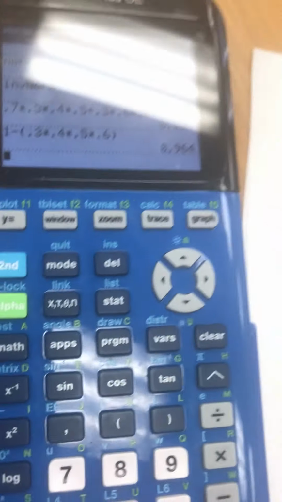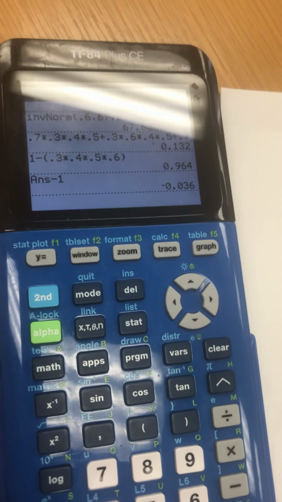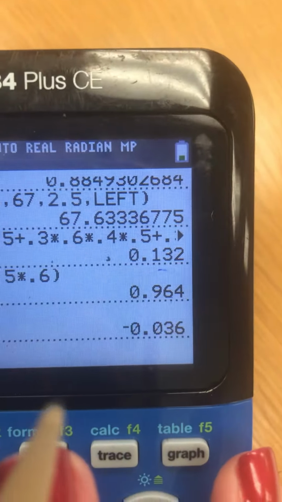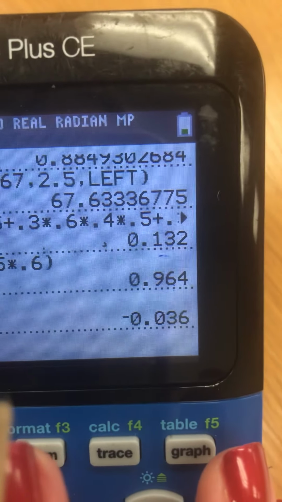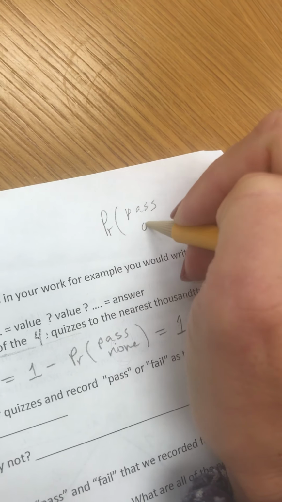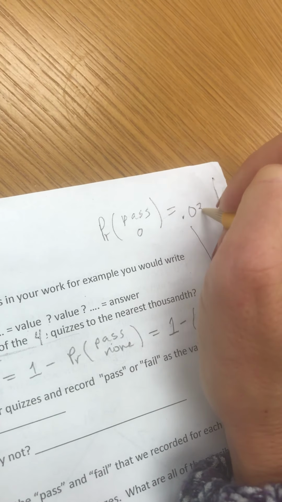Just for fun, what was that sum? Let's see. Let's take away 1. And so I was subtracting off, can you see that? 0.036. That's the probability of passing none. I'm going to use that later too, so I'm going to write down the probability pass 0. And we ended up with 0.036.